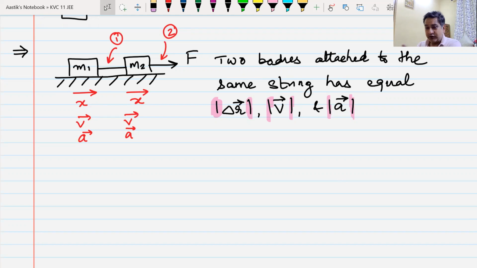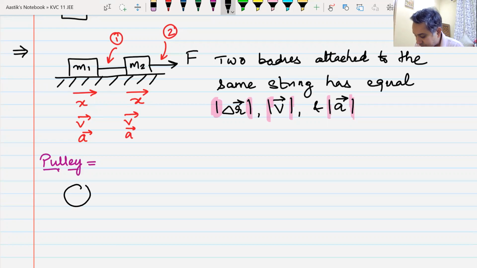No. They have to move in the same direction. They are attached to a string. They have to move in the same direction. How can they move in different directions? It is not possible. Comes the next character, and the next character is known as a pulley.